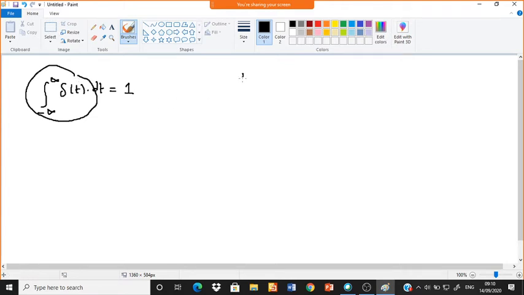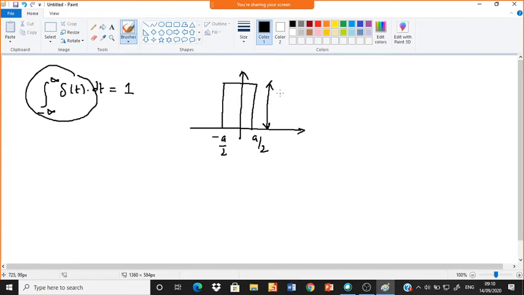So now how to represent that in the waveform or in the plot form? If you define the area as going from minus a by 2 to plus a by 2, and the height of this pulse is equal to 1 by a, let us take. Okay, so this is the time domain. Now at time t equal to 0, the area of the impulse is very small.